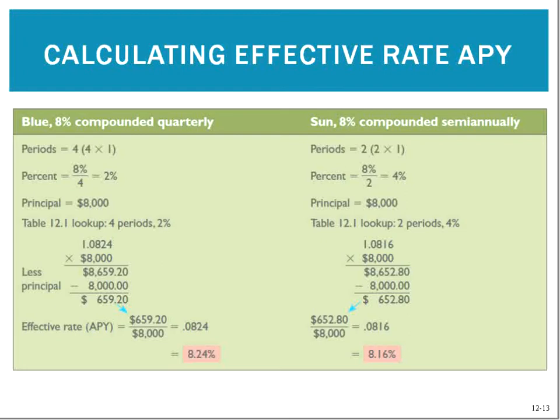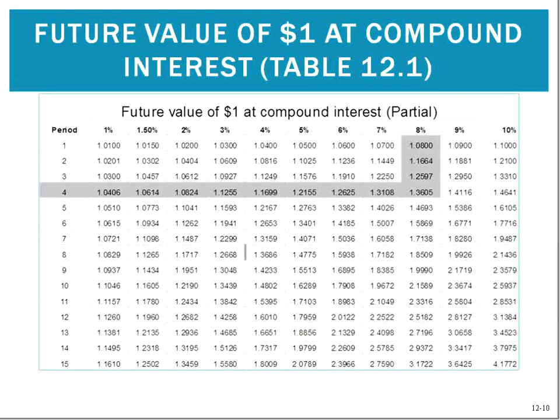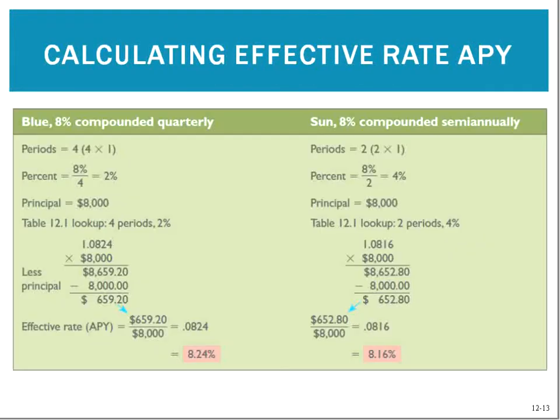What if we were to do the same thing and compound it semi-annually? How many periods would we have? Semi-annual, twice a year, so we multiply by 2. So 1 times 2 is 2. Percent: because we multiplied by 2 in periods, we have to divide by 2 in percent, so we get 4%. Our principal is still $8,000. We go back to our table and look up 2 periods, 4%. Last time we looked up 4 periods and 2%. Now we're going to look up 2 periods and 4%, which is very different. So now we go across on the 2 periods and come down on the 4%, and you will see 1.0816.